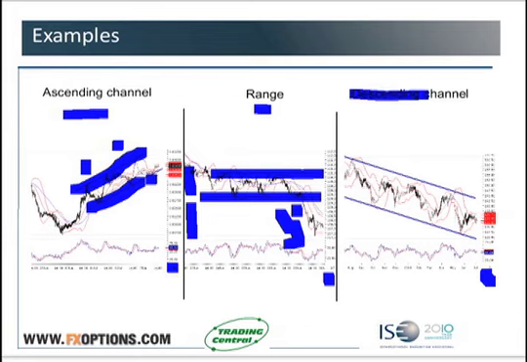And you have finally the descending channel. This is the same kind of pattern, I would say, as the ascending channel, but on the other side. So you can notice a descending, a bearish trend line, and try to take the opportunity to sell any rebound which can touch the upper boundary of the descending channel.